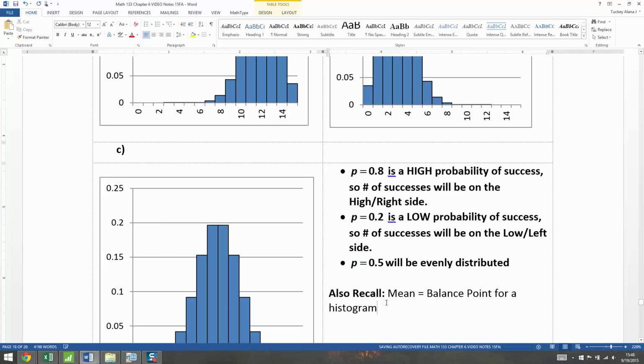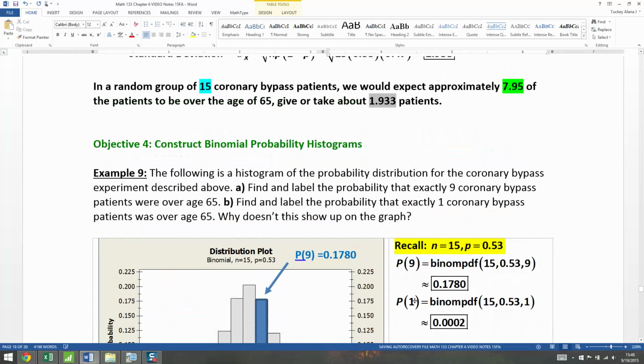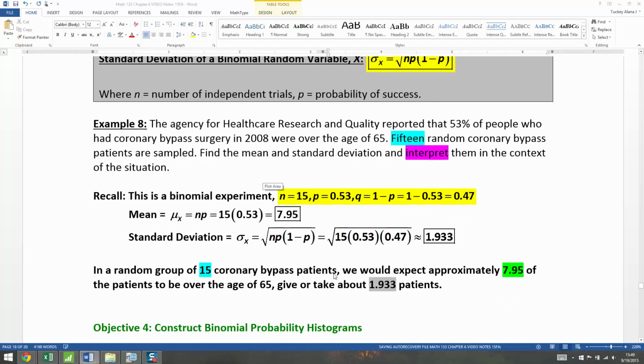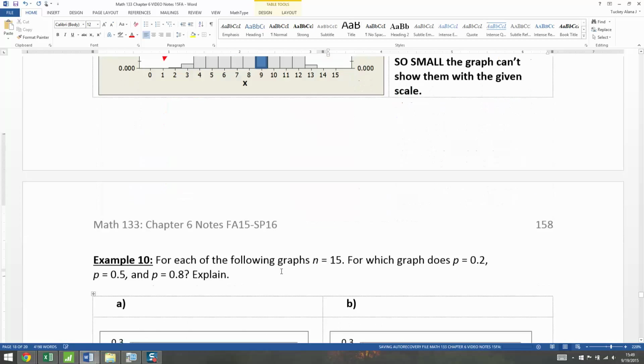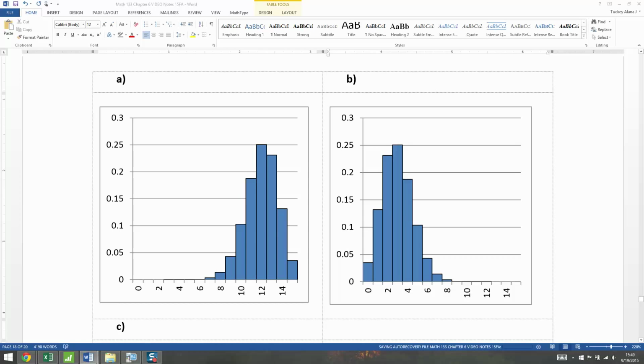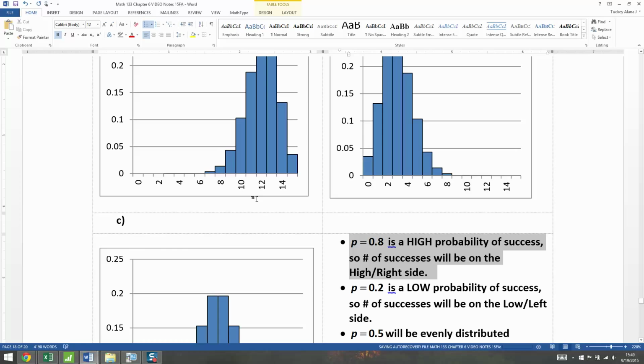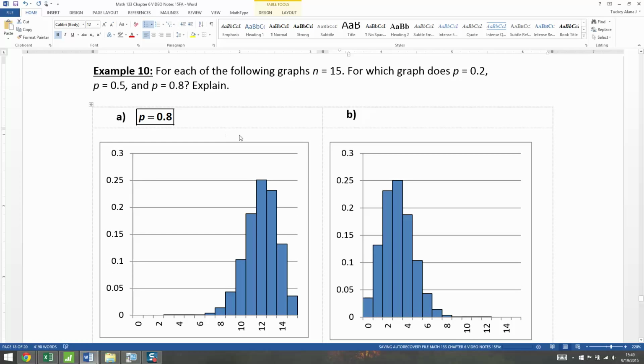So it's the balance point for a histogram. And the mean, we learned a page ago, is n times p. So that means that our balance point should be at the mean. So let's think about this. I have determined that this top one, let's say, is 0.8, and now I'm going to test myself. I think it's 0.8 because of this right here, but now I'm going to check it with the mean.